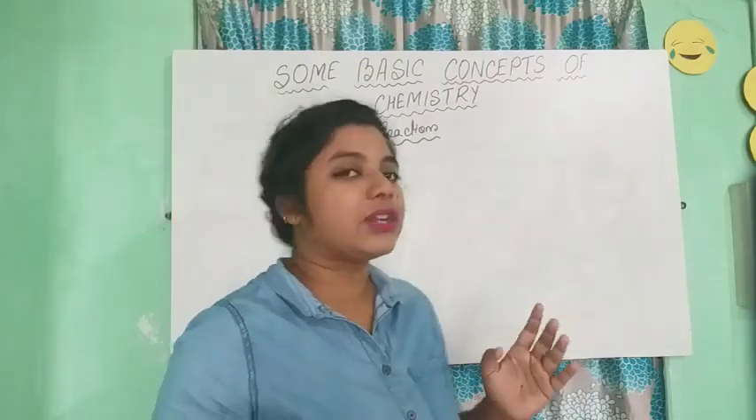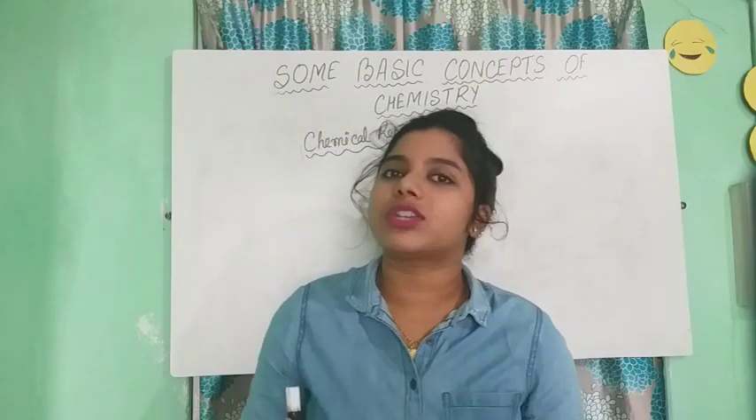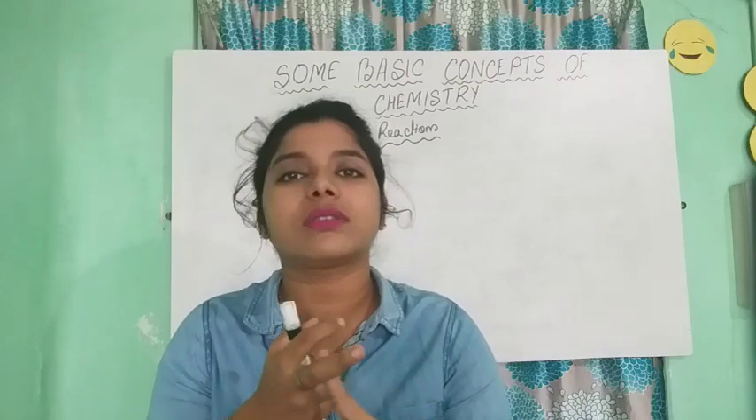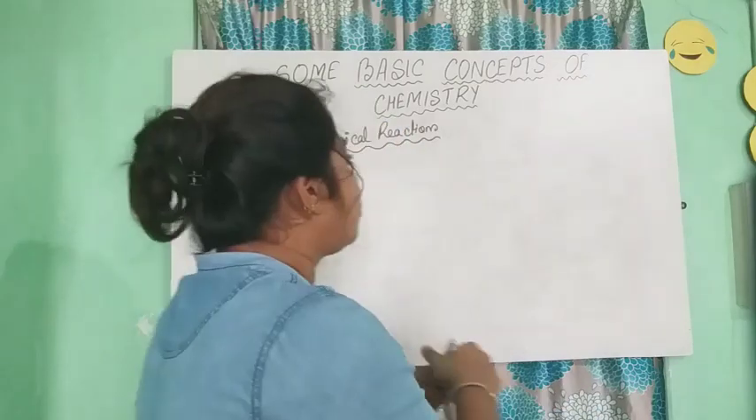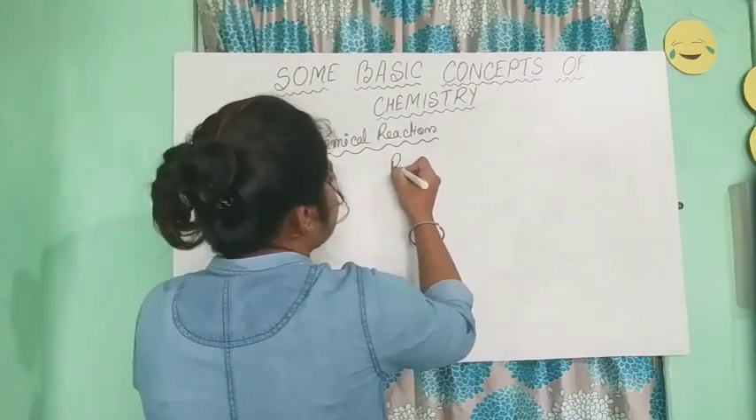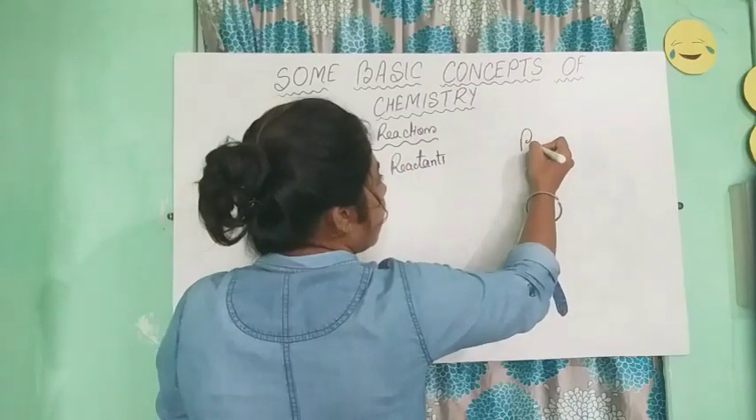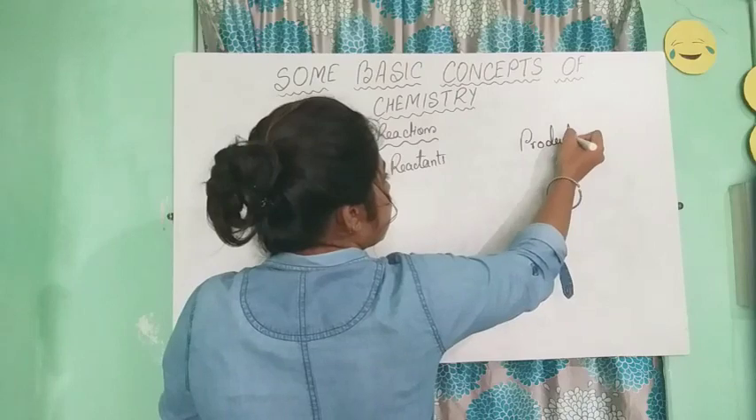So what are chemical reactions basically? In chemical reactions we see there are two parts basically. One is a reactant part, another one is a product part, right? You have two parts. One part we call reactants, and the other part is the product. Fine. So this is your chemical reaction.